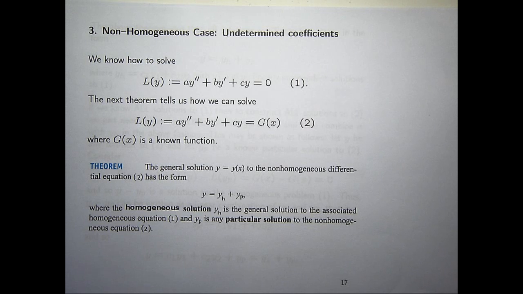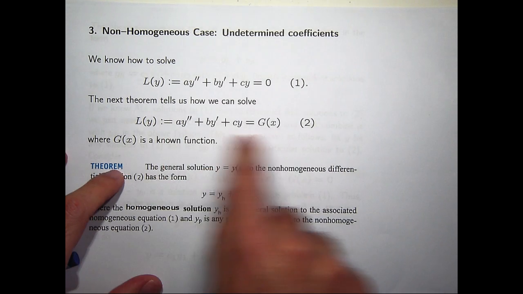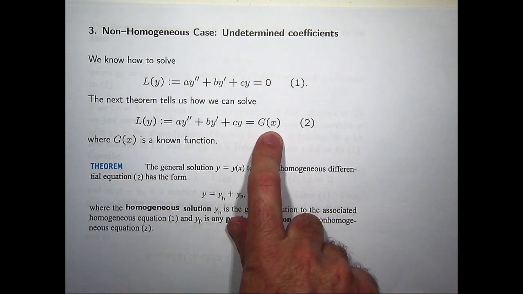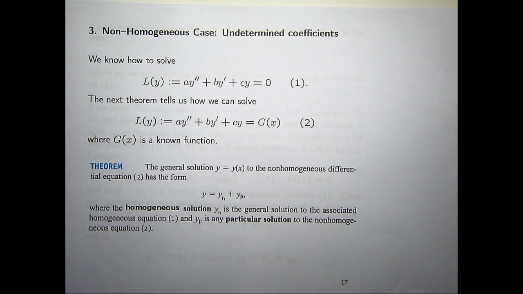Now, the subject of this lecture is to discuss this more general case where you have a given function of x on the right hand side. So think of g of x as something like x squared, or e to the x, or 2x plus 1, or cosine x, something like that.